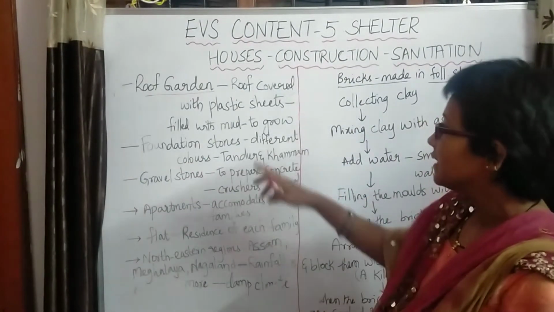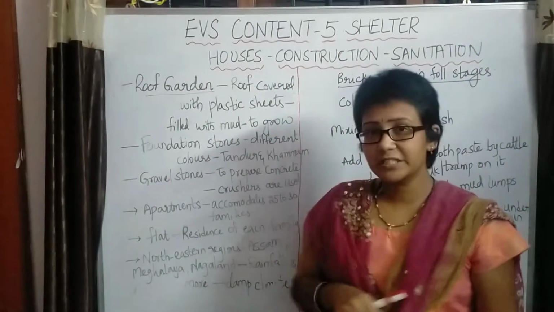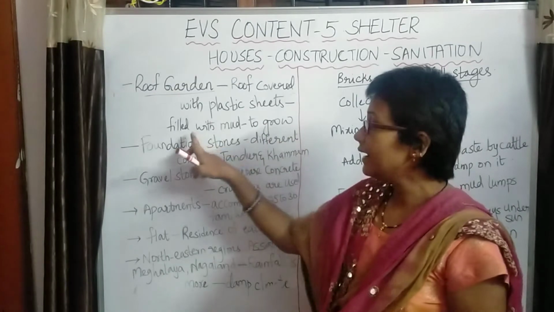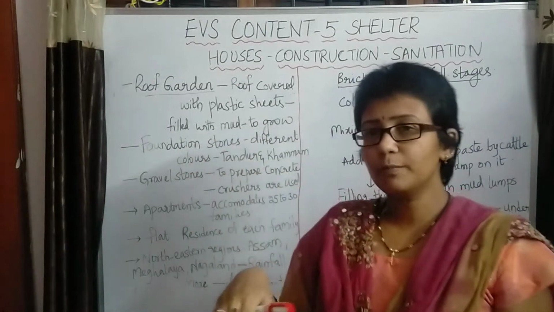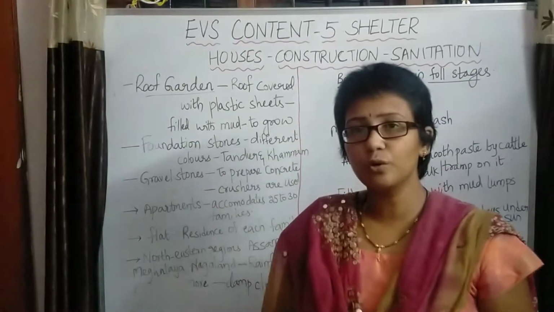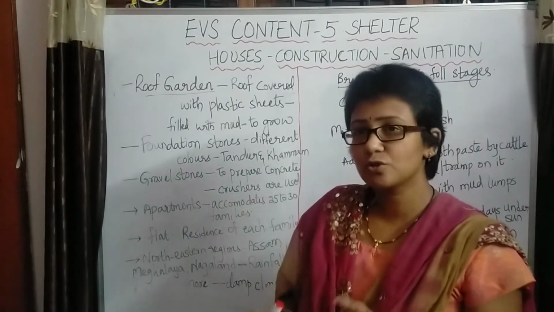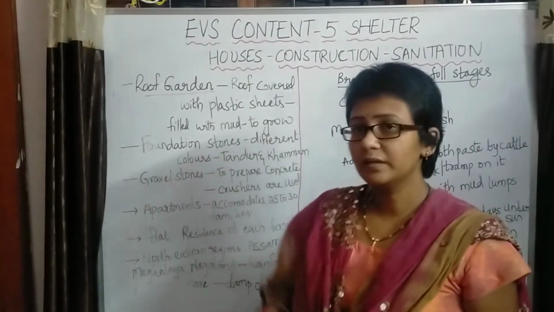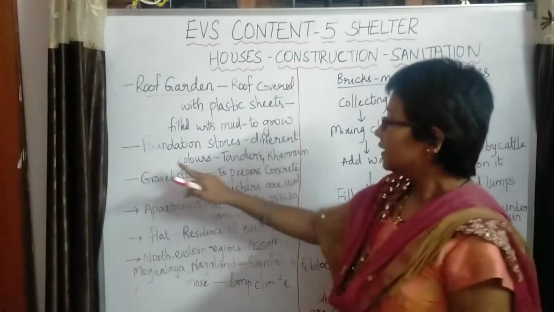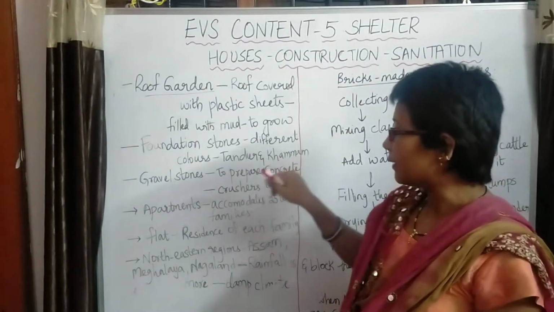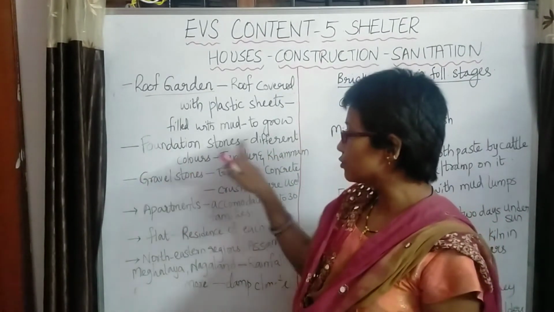On the terrace, if the roof is covered with plastic sheets in the form of a room, and on the floor mud is filled, and in that the plants are allowed to grow. So that type of garden is called a roof garden, as it is arranged on the top of the building. Next, in Telangana, in Tandoor and Khammam, there are foundation stones of different colors.